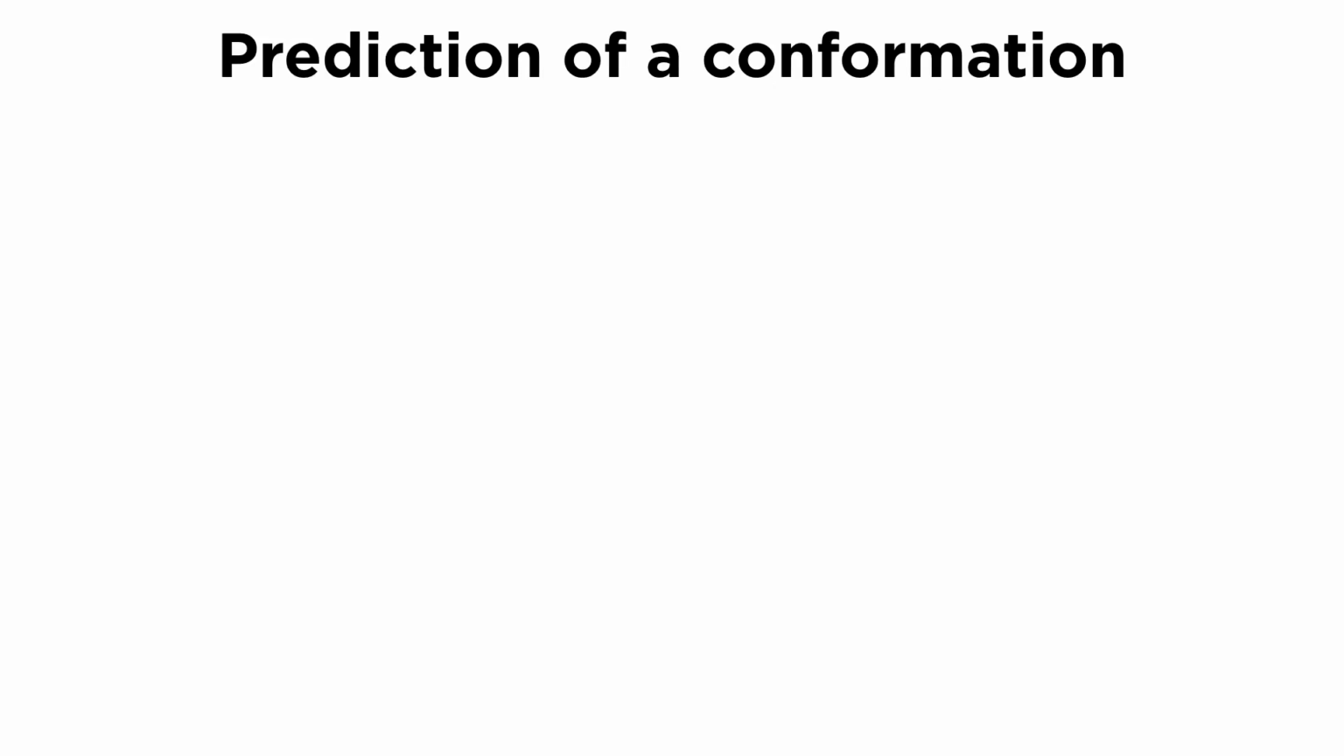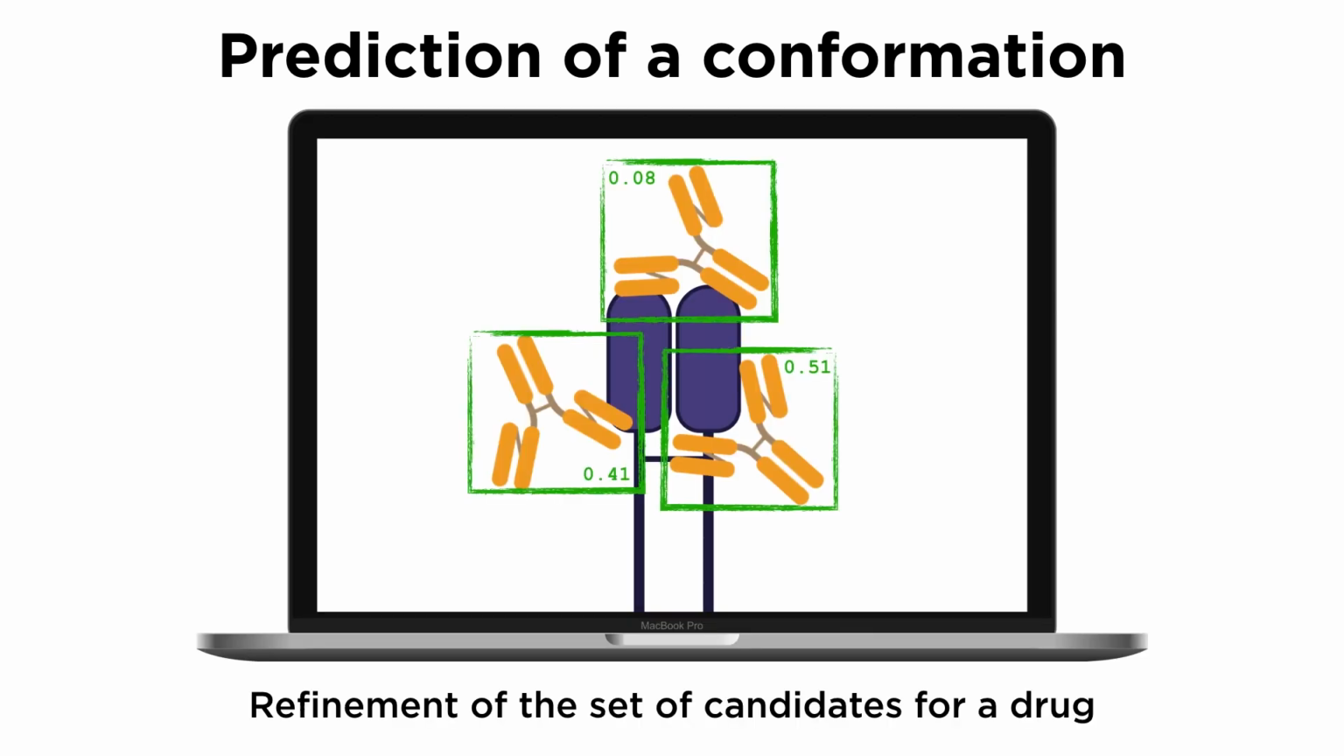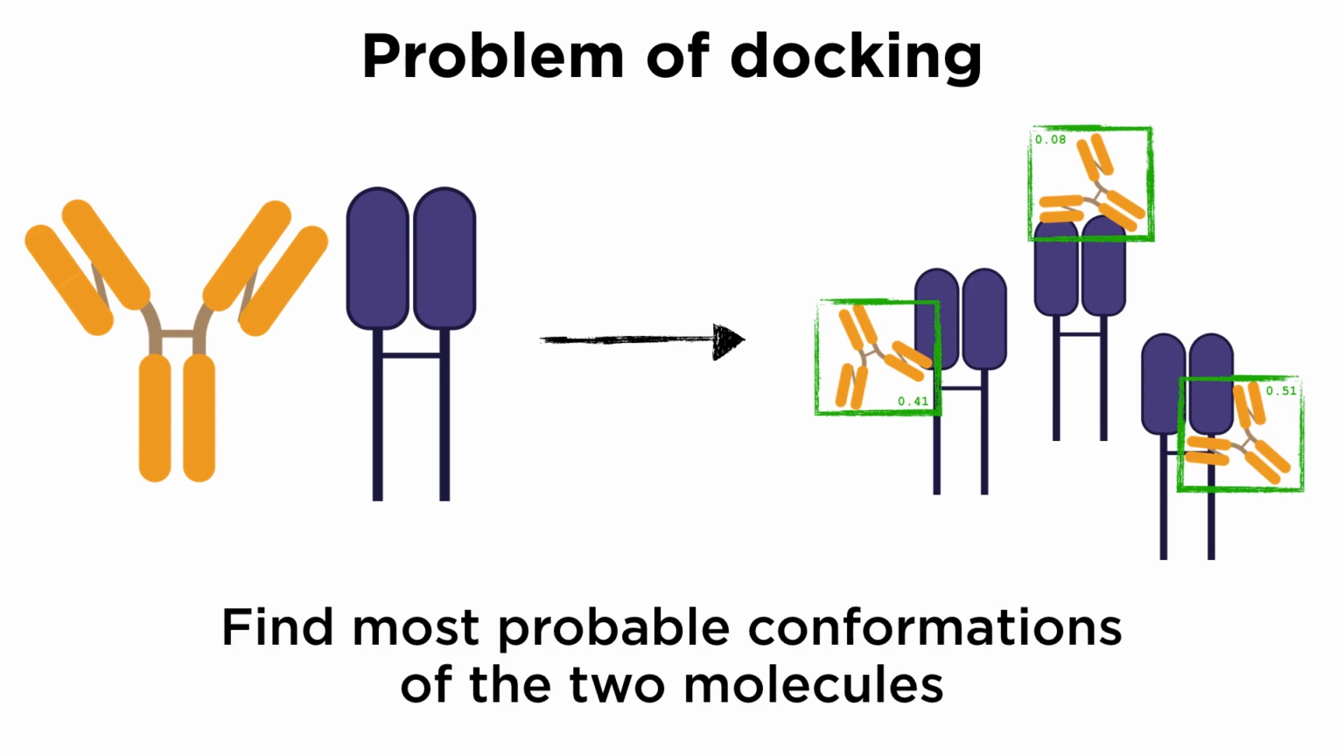One of the steps during the rational drug design is the prediction of a conformation of two molecules. It's important because sometimes molecules don't bind to the target where we want them to bind, and other poses are more probable than the ones that bring us the therapeutic effect that we desire. Therefore, we come to the problem of docking. It's formulated as follows: finding the most probable conformation of the two molecules. It's a very challenging task, yet a very interesting one.